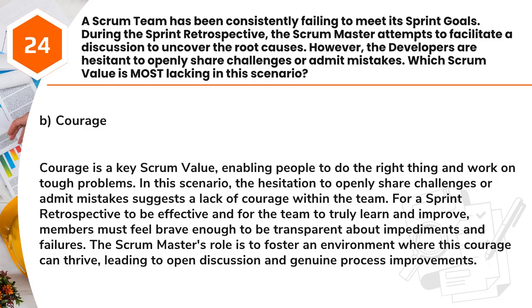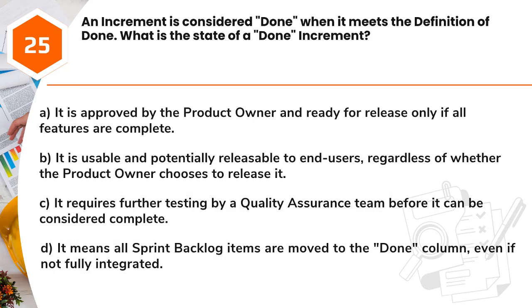Question 25. An increment is considered done when it meets the definition of done. What is the state of a done increment? A. It is approved by the product owner and ready for release only if all features are complete. B. It is usable and potentially releasable to end users, regardless of whether the product owner chooses to release it. C. It requires further testing by a quality assurance team before it can be considered complete. D. It means all sprint backlog items are moved to the done column, even if not fully integrated.